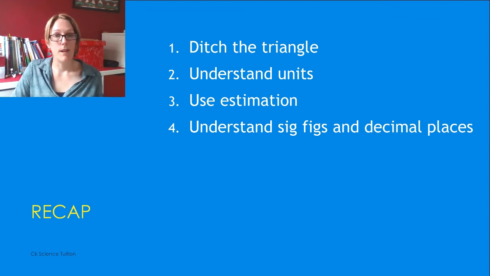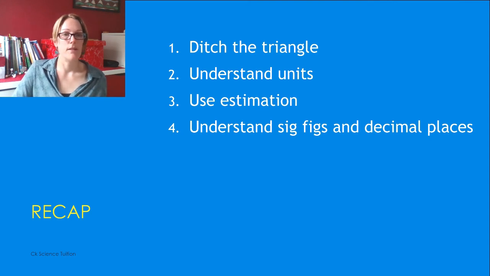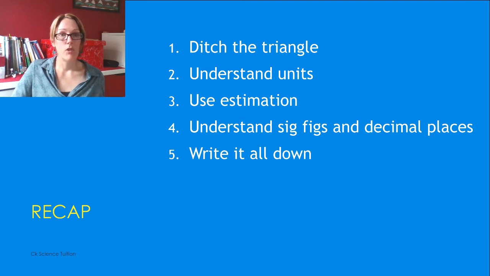Sig figs and decimal places. So really make sure you understand decimal places is for the readings that you take from instruments, and they should be fixed for that instrument. Significant figures is for the value you get at the end when you do your calculation, and write it all down. Write everything down with units, and there'll be more about that. Even better than writing it down is to draw it, which is in a separate video on how to handle calculations from experiments, which I recommend you watch, obviously.